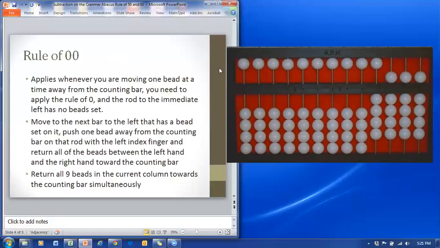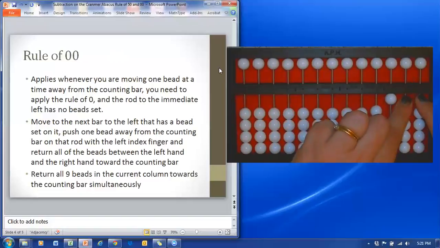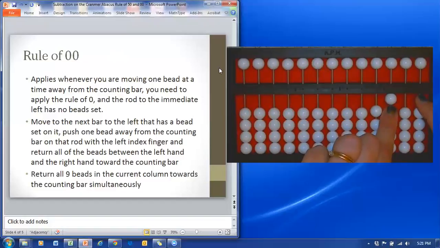Okay, let's look at the rule of double zero. This applies whenever you are moving 1 beat at a time away from the counting bar. So I'm trying to move a beat away from the counting bar in the ones. The problem is there's none in the ones and there's none in the tens. So I actually have to go further to the left to that 100. Now think about what happens when I go from 100 to 99.